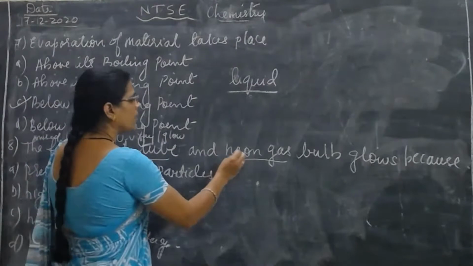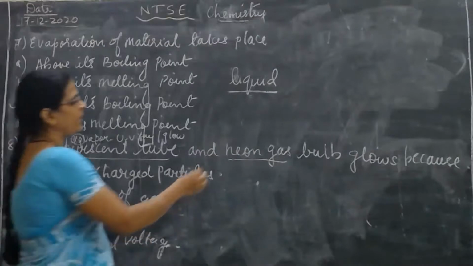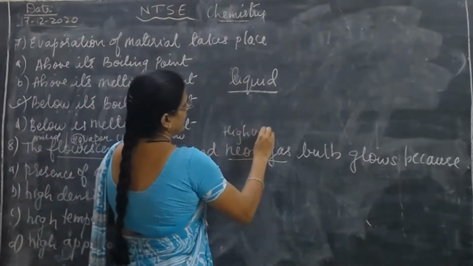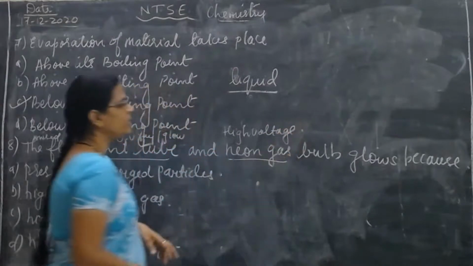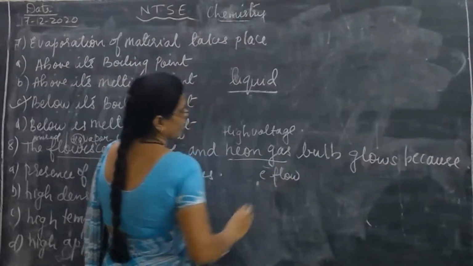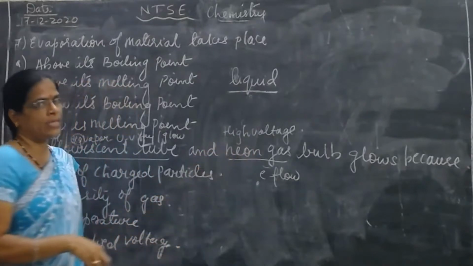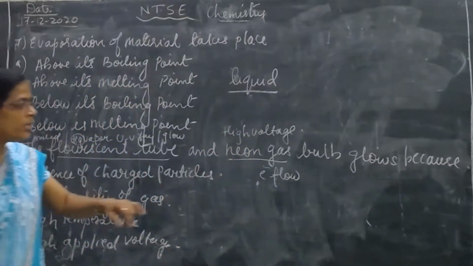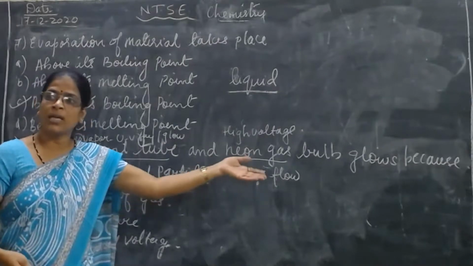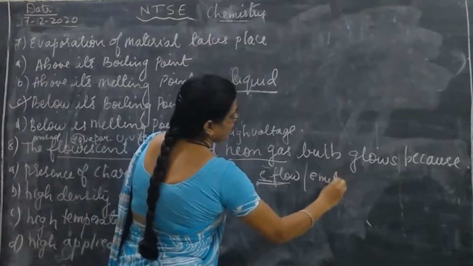But in the case of neon gas, what happens here? When does the neon gas give out the electrons? What is to be applied here? In the case of neon gas, when a high voltage is applied, when you pass the current at a higher voltage, the neon gas gives out electrons, there is a flow of electrons. As you know, neon is an inert gas. When a high voltage is applied, the electrons are given out, and there is a flow of electrons. This flow of electrons emits light.